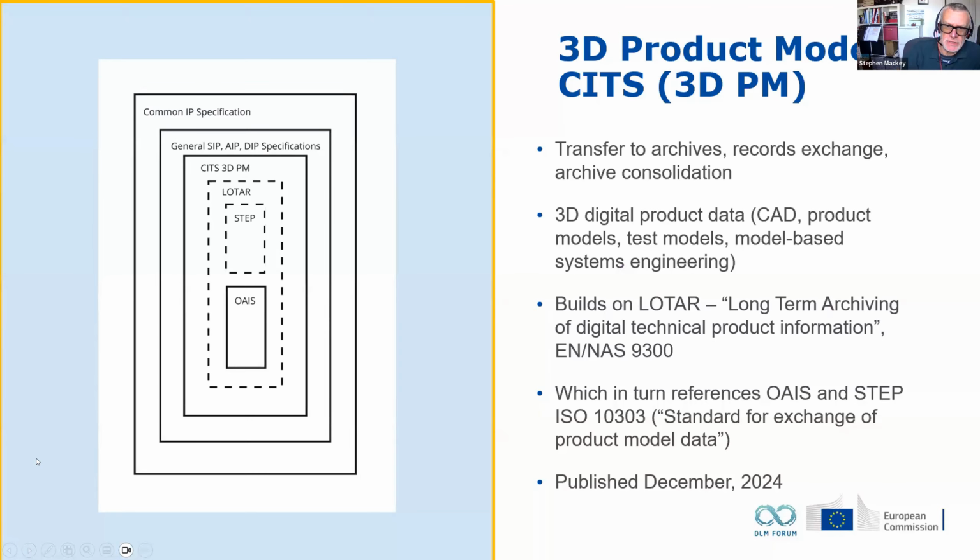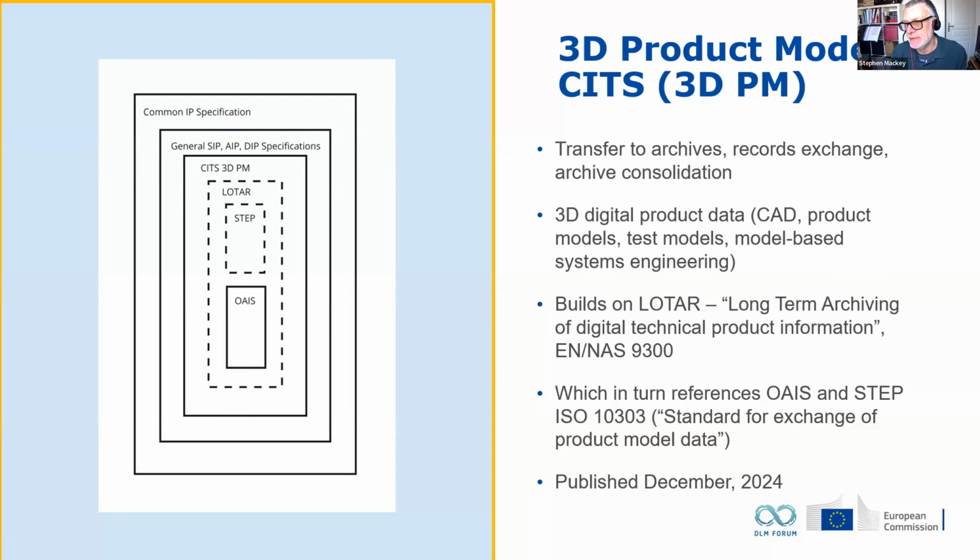So the first specification that we produced was one for product model, the so-called 3D SIP, 3D PM. And this is used for the transfer to archives, records exchange, and archive consolidation within the 3D product model domain. So it's appropriate for CAD, for product models, for test models, model-based systems engineering, etc.